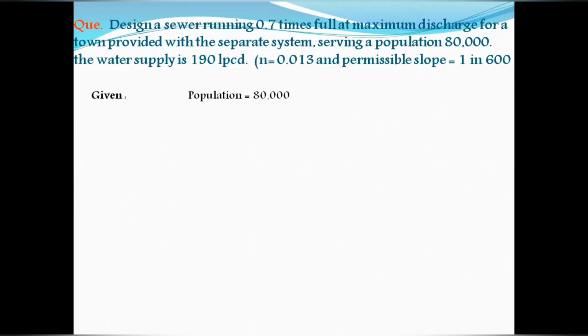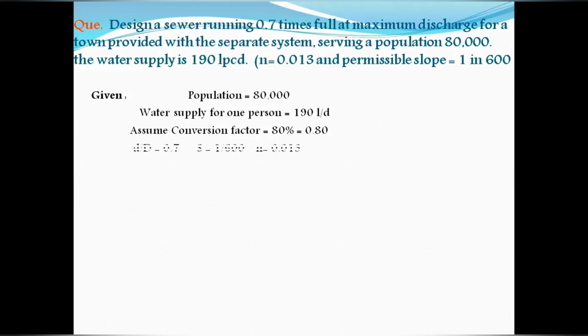The population is given as 80,000. The water supply requirement of one person is 190 liters per day. Then assume the conversion factor is 80%, that is 0.8. It means out of the total quantity of water supply, 80% is converted into sewage. Then small d by capital D is 0.7, where small d is the depth of flow and capital D is the total depth. The slope is 1 by 600, and the value of small n, the Manning's coefficient, is 0.013.